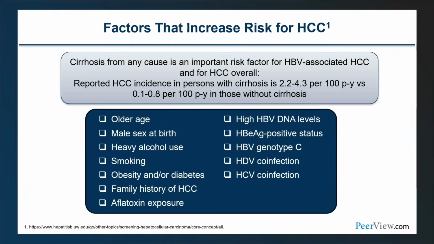So what are the factors that increase the risk of hepatocellular carcinoma? Well, they're shown here. And again, cirrhosis from any cause is a risk factor for hepatitis B-associated hepatocellular carcinoma. And you can see here that these are some of the factors that are associated, not surprisingly: age, male sex, heavy alcohol use.